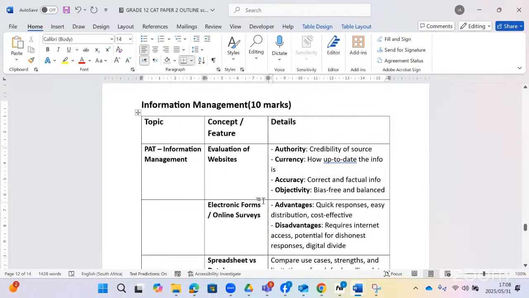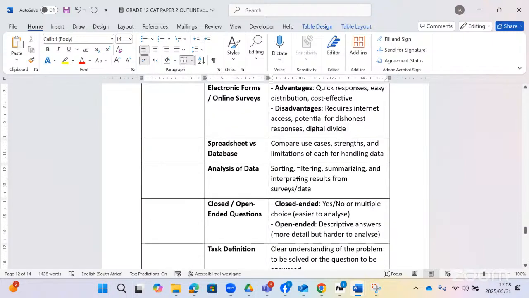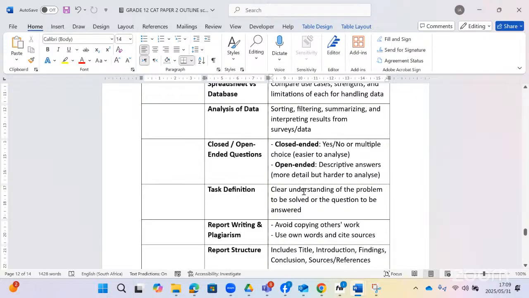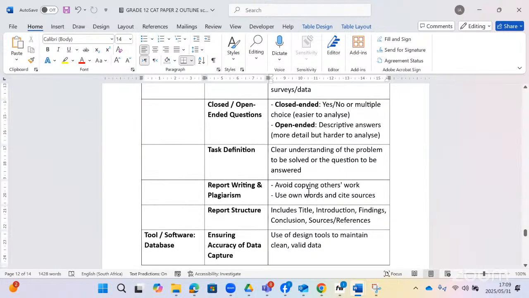Then still under information management, they can ask you to compare spreadsheet and database, their strengths and limitations in terms of analyzing data. Remember, a spreadsheet has a vast amount of functions, and a database also has queries. You must be able to mention them. Now, closed and open-ended questions, comparing them. Task definition, that's defining a clear understanding of the problem. What does task definition involve? They can ask you that question.